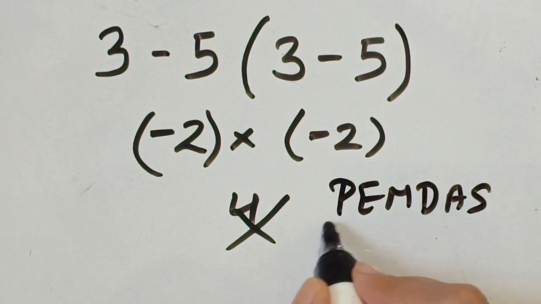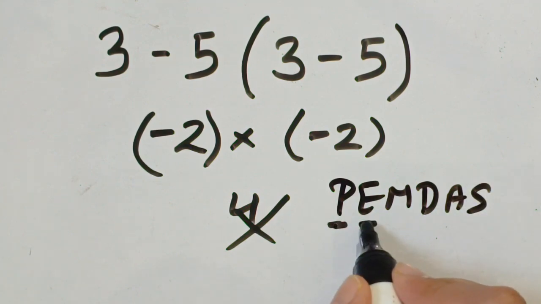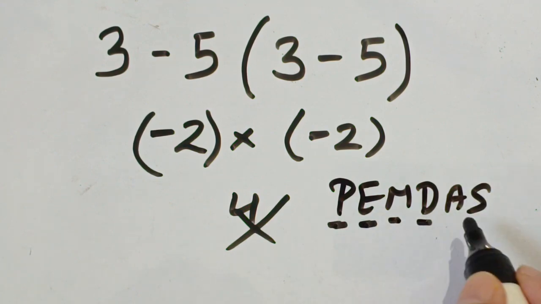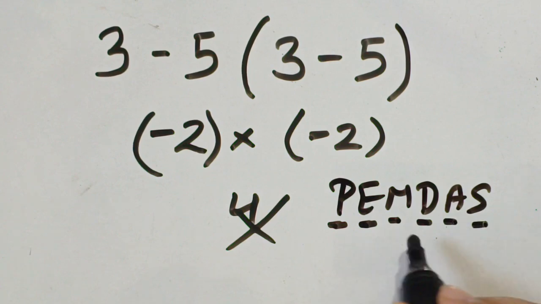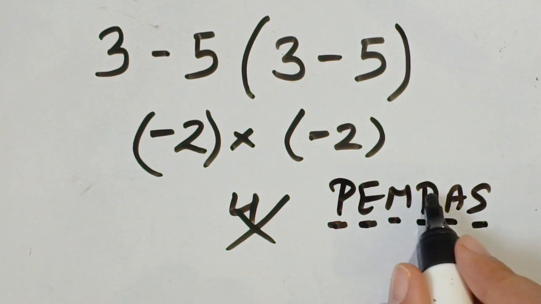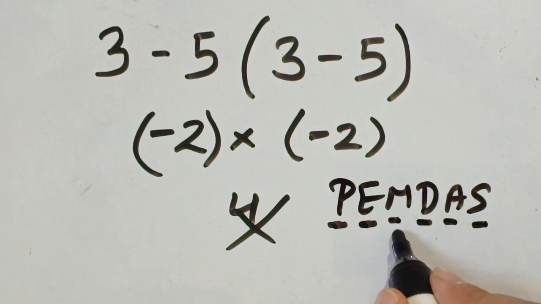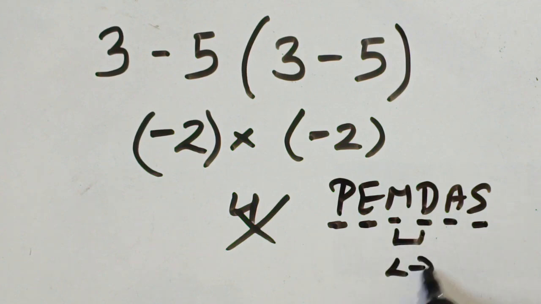where P stands for parenthesis, E stands for exponent, M multiplication, D division, A addition, S subtraction. Here you have to remember this multiplication division both have equal priority, therefore we go from left to right. Same goes for addition and subtraction.